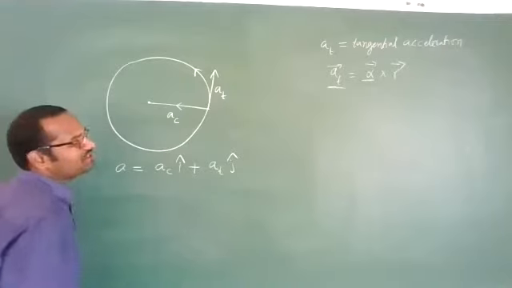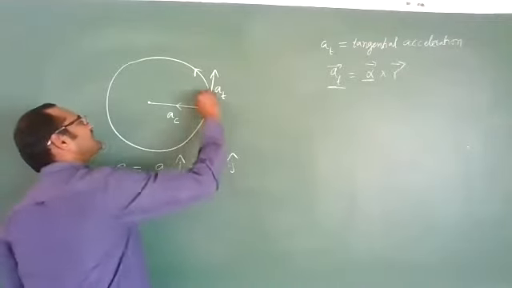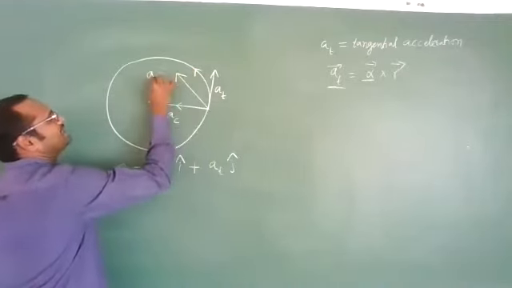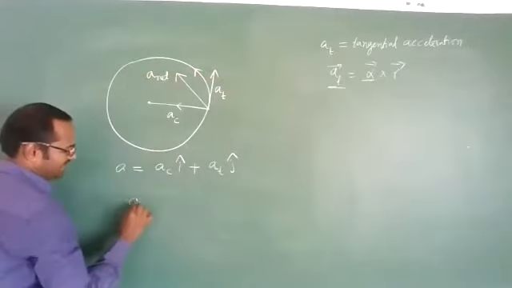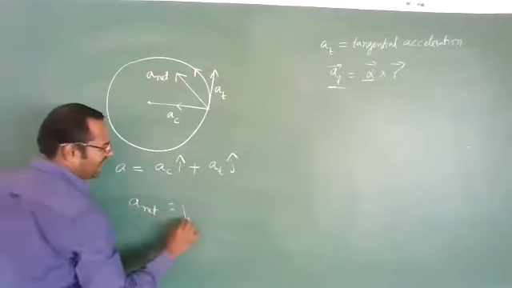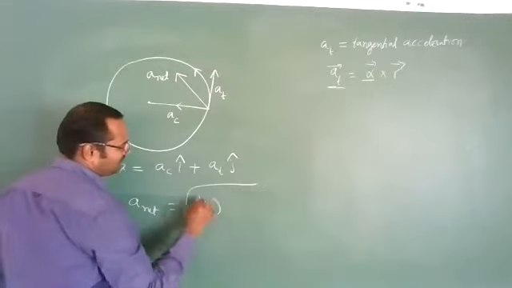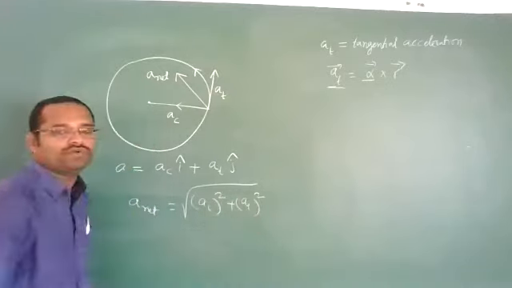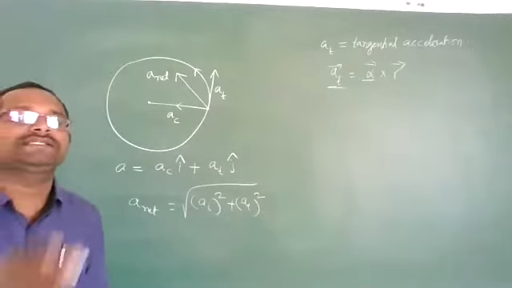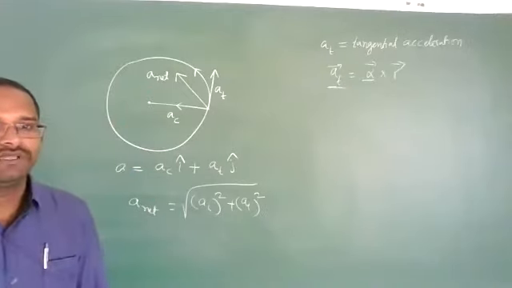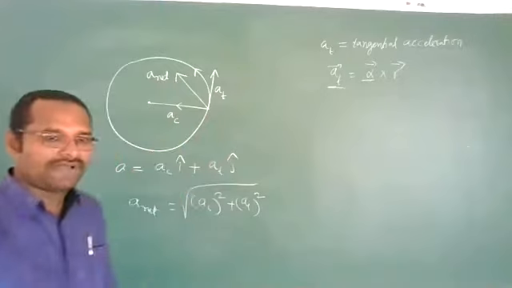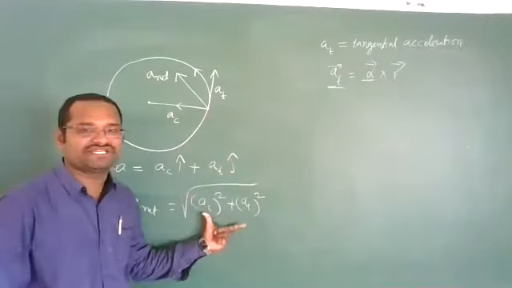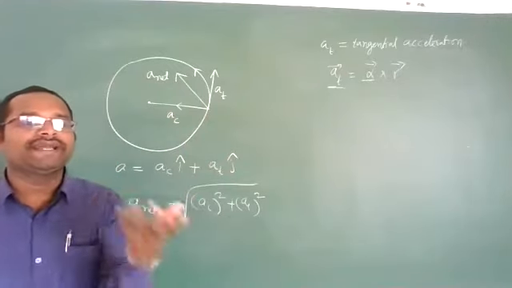What is the net acceleration, sir? Net acceleration will be in this direction. The net acceleration can be given by under root of AC whole square plus AT whole square. If you square these two, you will get the answer. This is the net acceleration in a circular path. So when a particle moves in a circular path, its net acceleration will be in this direction.